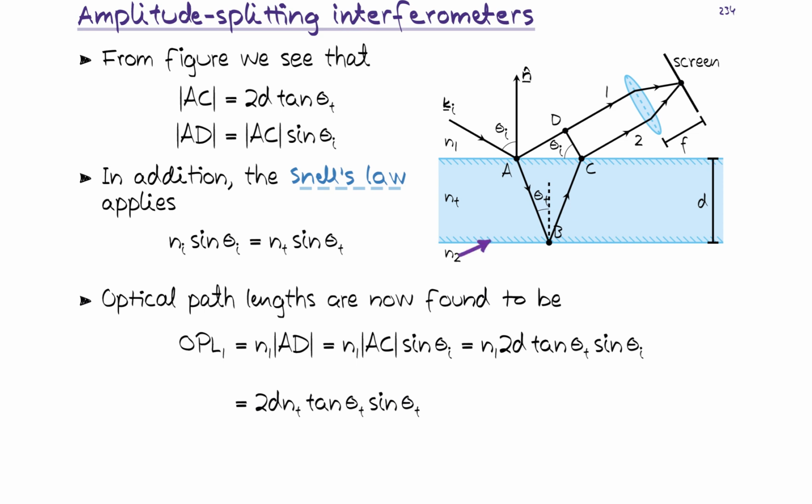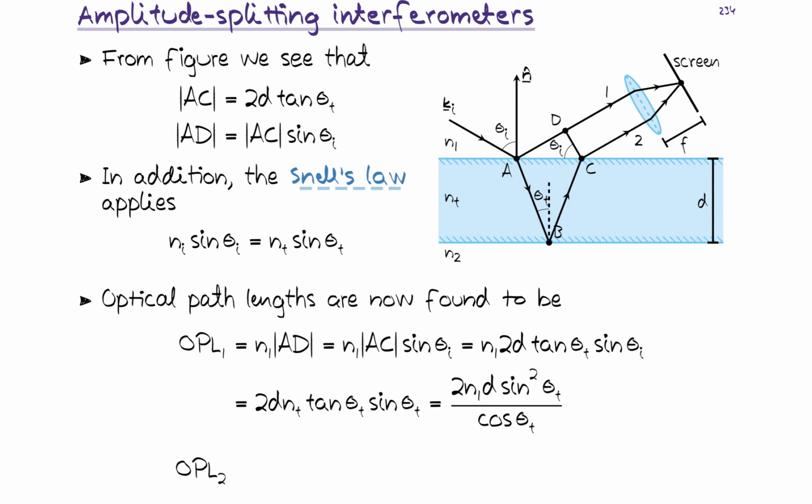So essentially we have n1 times sine of theta i here, so we are transforming that into nt and sine of theta t here. And now this is equal, as the definition of tangent gives, to 2 times n1 times d times sine squared of theta t divided by cosine of theta t. So essentially we are just breaking tangent theta t into sine of theta t divided by cosine of theta t.